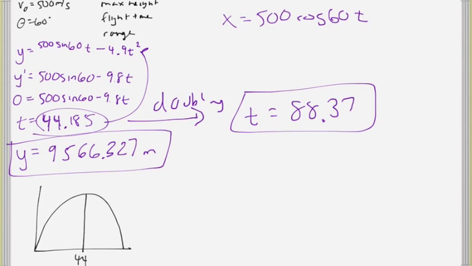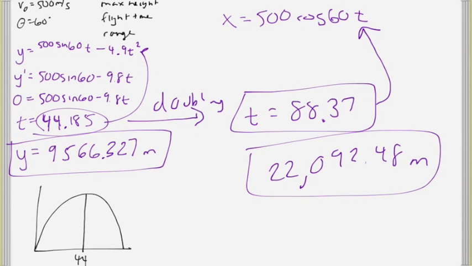Range, what is that asking for? You just plug that into the x equation. Range is asking for how far away did it land. So like how far do I have to travel if I need to pick up whatever this thing is that I just shot. So we'd plug that into our x equation then. 22,092.48 meters. I don't want to walk to pick this up.